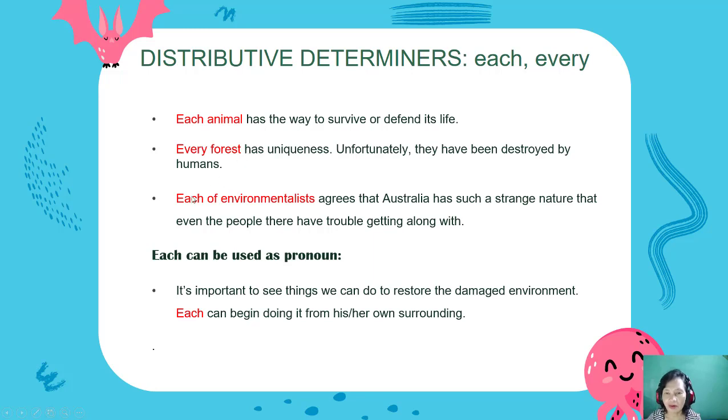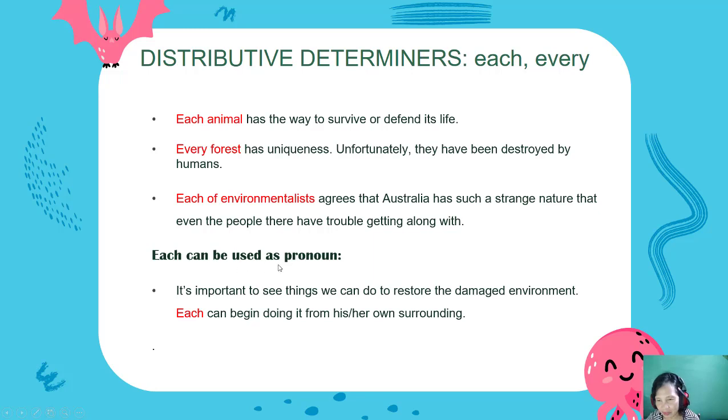But for each, you can have plural nouns, but you must have of. Each of environmentalists agrees that Australia has such a strange nature that even the people there have trouble getting along with. This is plural. See this. Without of, this is singular. But every, you cannot have it with of.